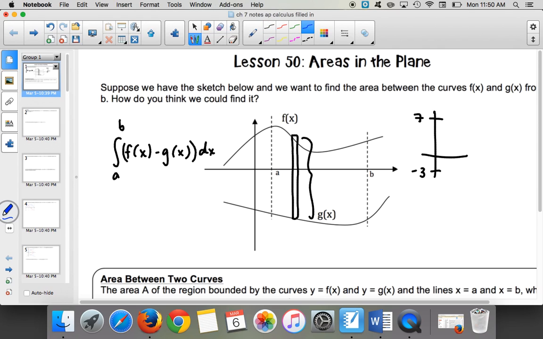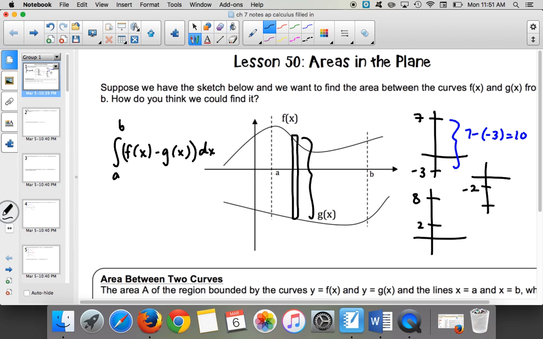Do you guys see that this is the same thing? 7 minus a negative 3 is 10. Does that make sense? So does it work when it's above or below? So let's say we had both of them above and we were at 8 and 2. Does the top minus the bottom still work? 8 minus 2 is 6? It does. How about if they were both below?